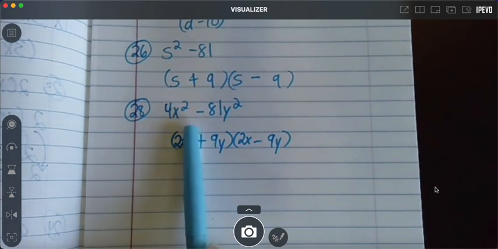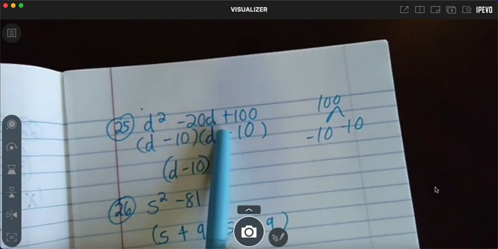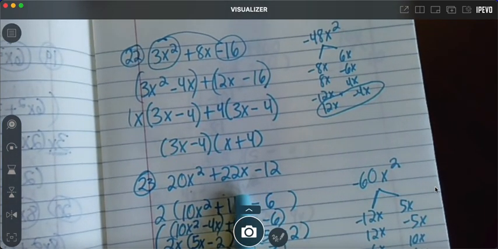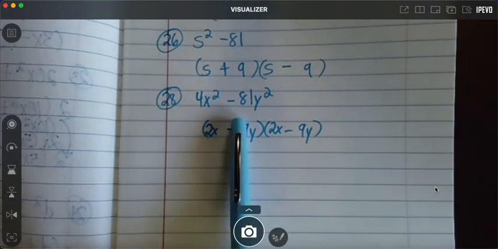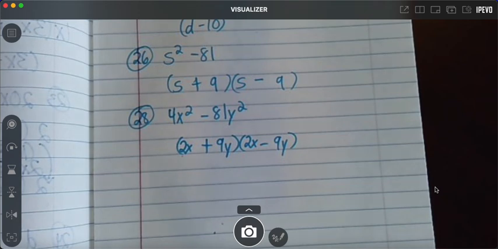Does this have a middle term? Is this a trinomial? No. Look at all these other problems. That has a middle term. They didn't cancel out. That has a middle term. They didn't cancel out. Does this have a middle term? No. Because one was a plus sign and one was a minus sign.